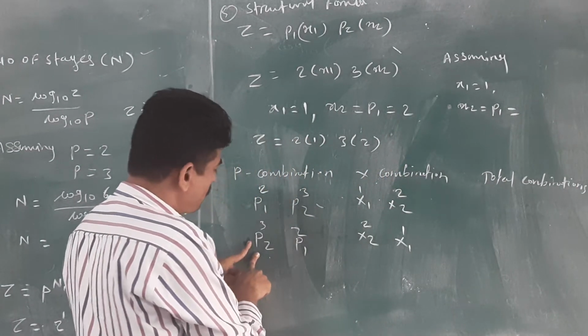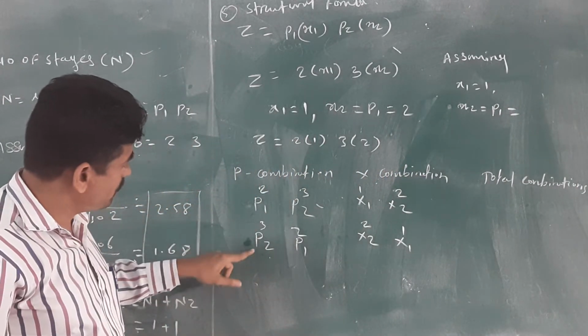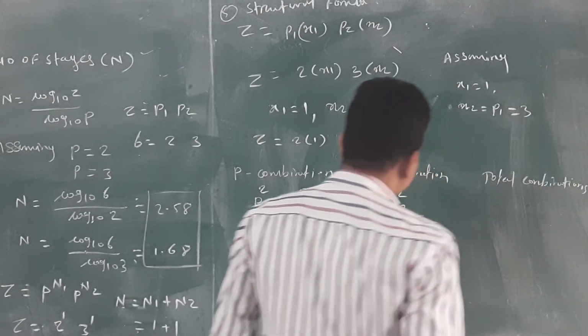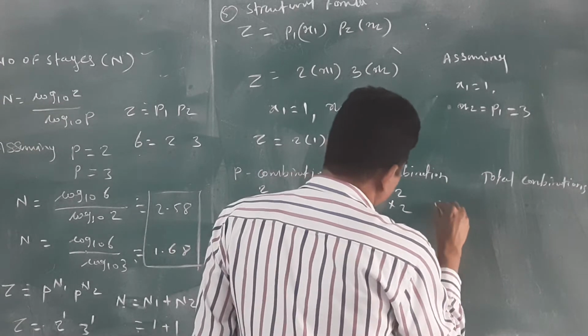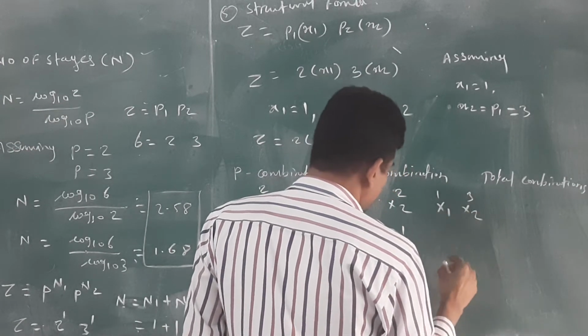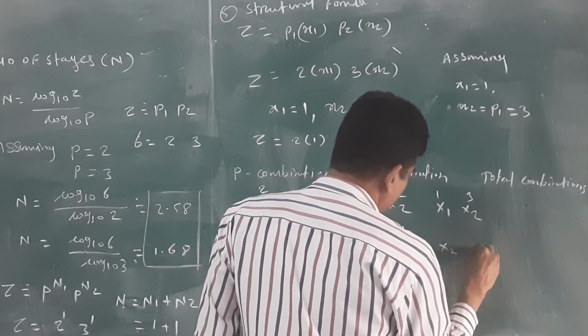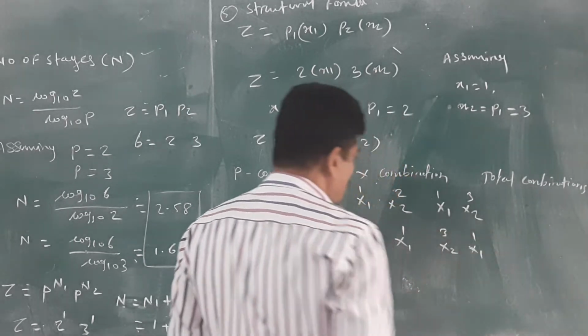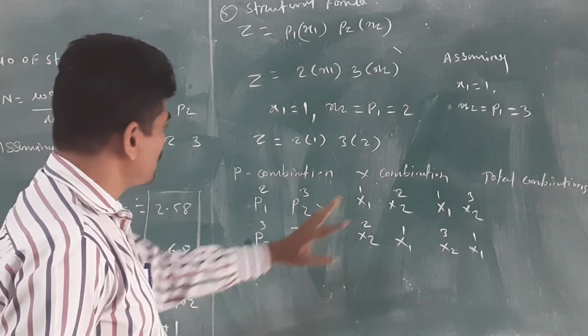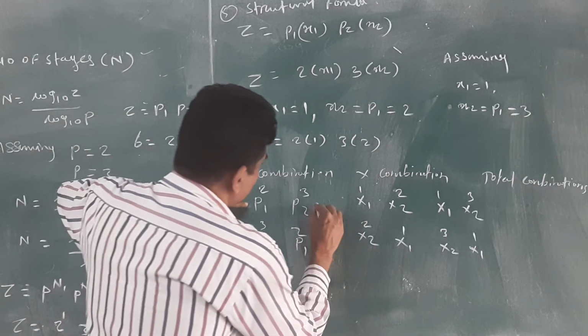What is the value of P1? Here P2 means P1 is 3. You will get the second combination, 1 3. Means x1 x2 is 1 and 3, and x2 x1 is 3 1. How many combinations will you get? I will directly write it. Check that.